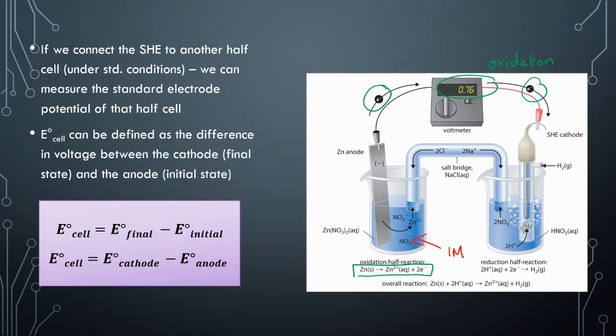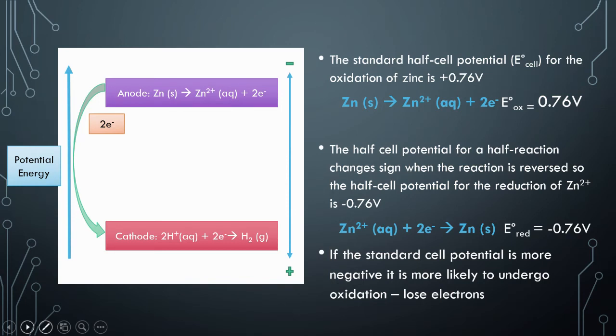If zinc was being reduced, if you flip the wires, if zinc was being reduced, then the sign would be changed to negative. Okay, so for the oxidation of zinc, the cell potential of the zinc electrode is 0.76 positive. Now, the standard half cell potential for the oxidation of zinc is 0.76. It's a positive sign.